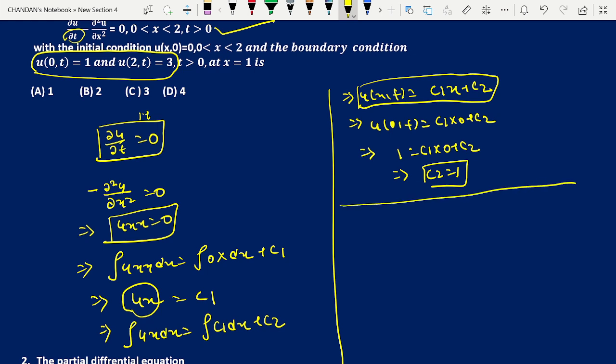Now we use the second boundary condition. Then u(2,t) = c1 times 2 plus c2. What is the value given? u(2,t) is equal to 3. So substitute 3 here. And what is the value of c2? We found from the first boundary condition that c2 = 1. So just write here: then we get 2c1 = 2. Then c1 = 1 and c2 = 1.